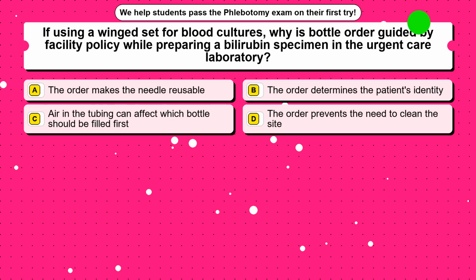Question 63. If using a winged set for blood cultures, why is bottle order guided by facility policy while preparing a bilirubin specimen in the urgent care laboratory? Option A. The order makes the needle reusable. Option B. The order determines the patient's identity. Option C. Air in the tubing can affect which bottle should be filled first. Option D. The order prevents the need to clean the site.